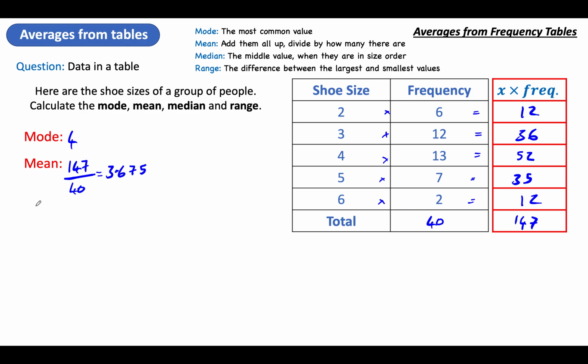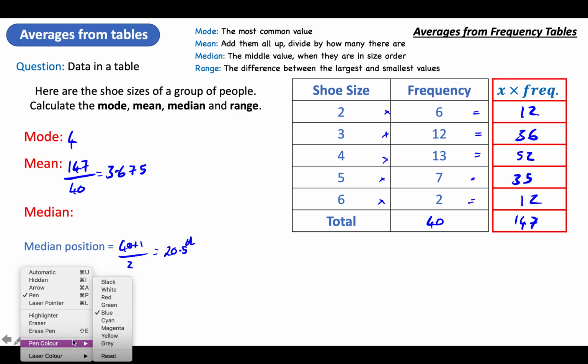What about the median? Well, first of all, we need to know the position. Which person are we after? I'll do the total frequency, add 1, and then, oh, frequency was 100, it was 40, wasn't it? So 40 plus 1, and then halve it. Well, that is 20.5. It's somewhere between the 20th and the 21st person. Yeah? So we need to find out where that person is.